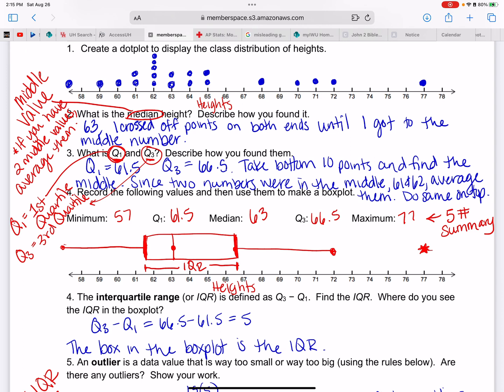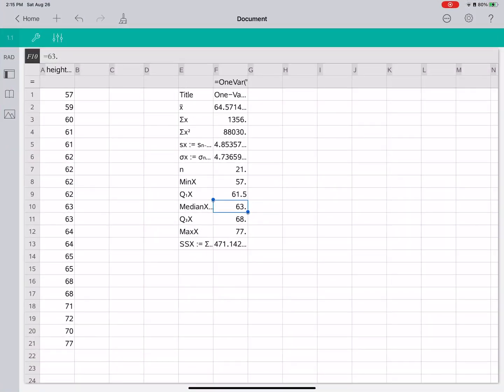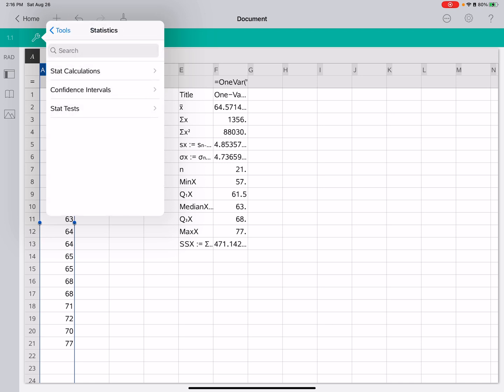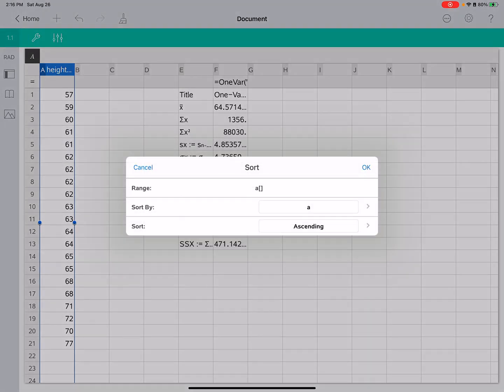And it says what's Q1 and Q3? Well, on here it says Q1 is 61.5 and Q3 is 68. But I also want to show you how to do this by hand. So go ahead and come over to this list and go all the way to the top, all the way up until it highlights. And we're going to sort the list. So you're going to sort it by hitting Menu, Actions, Sort.